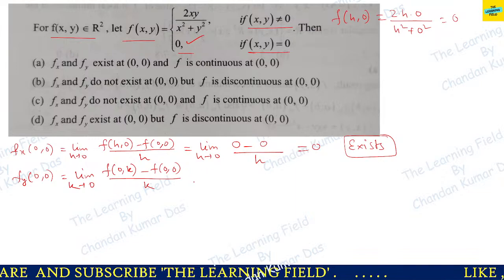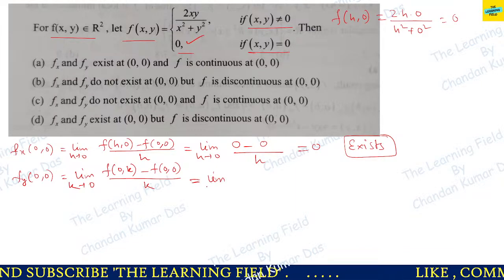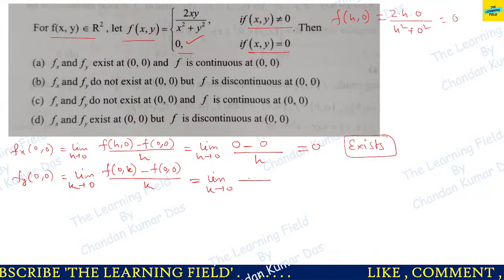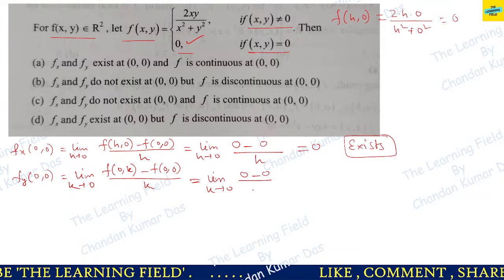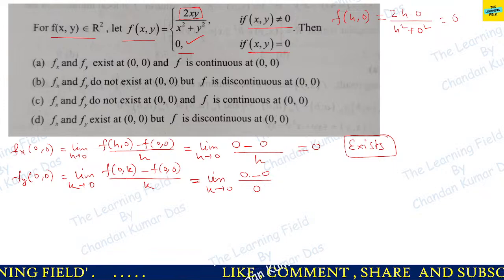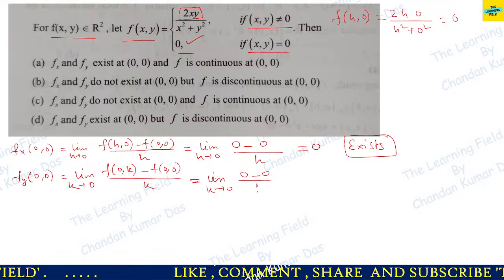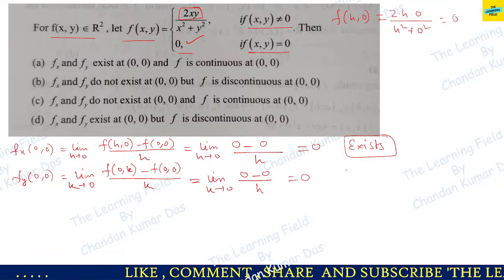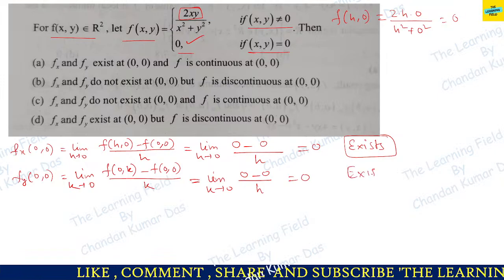ठीक है, तो ये इक्वल टू, सिमिलरली देखोगे अब लिमिट k टेंस टू 0, यहाँ पर f ऑफ 0k का वैल्यू भी 0 होगा, क्योंकि यहाँ पर तो प्रोडक्ट है x एंड y का, तो ऑब्वियसली, सॉरी, दिस इज नॉट k, दिस इज h. Okay, so this is equal to 0, so obviously this also exists.